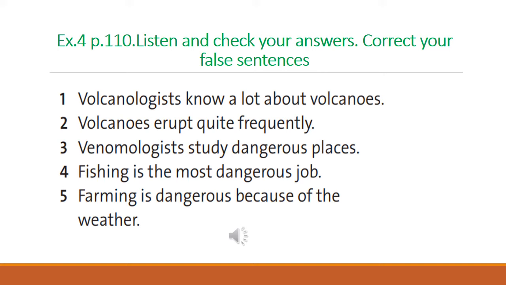Okay, the first sentence is, volcanologists know a lot about volcanoes. Is it true or false? Yes, it's true. What about next answers?